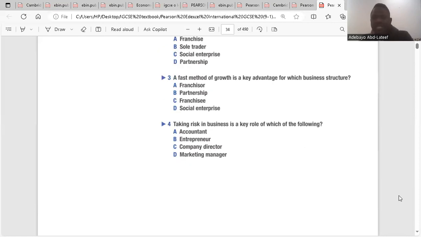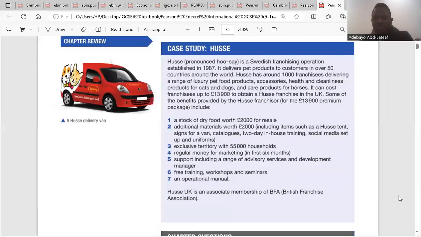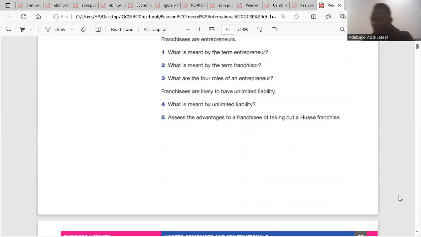Question 4. Taking risk in a business is a key role of which of the following? Entrepreneur. Yes, okay, good. So now chapter 4.